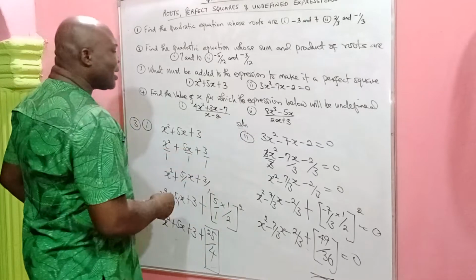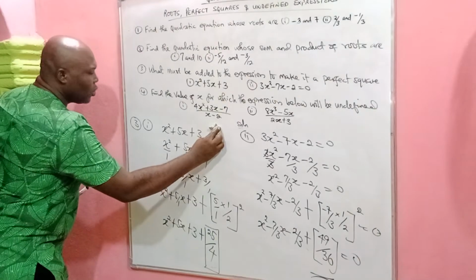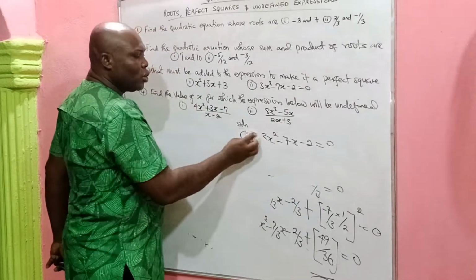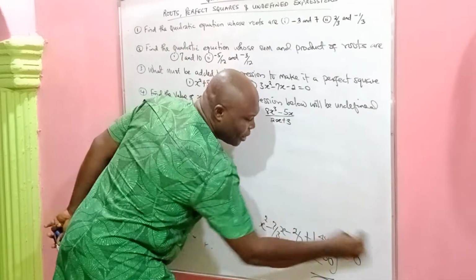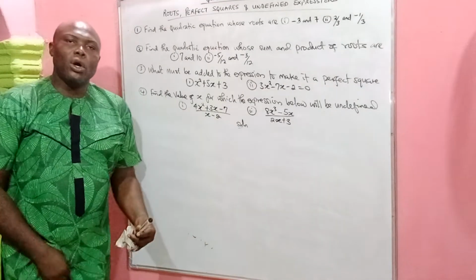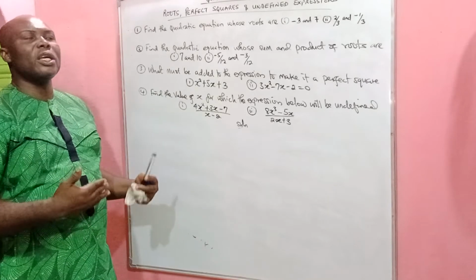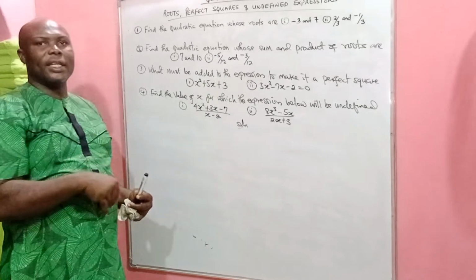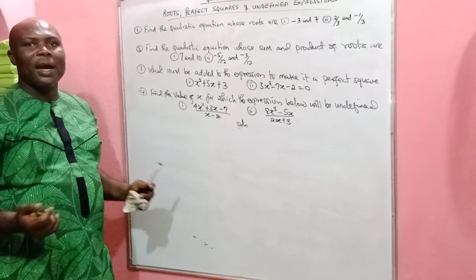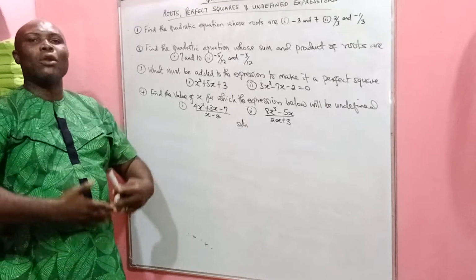So we are going into the last aspect, which is find the value of x for which the expression will be undefined. Let's go straight to that. For an expression to be undefined, the denominator of that expression must be equals to 0. For any expression to be undefined, the denominator must be equals to 0. Assume you have 10 all over 0, it is undefined. That's why if you press 10 divided by 0, your calculator will tell you error. 800 divided by 0 is error, undefined. So anything you have divided by 0 gives you an undefined expression.